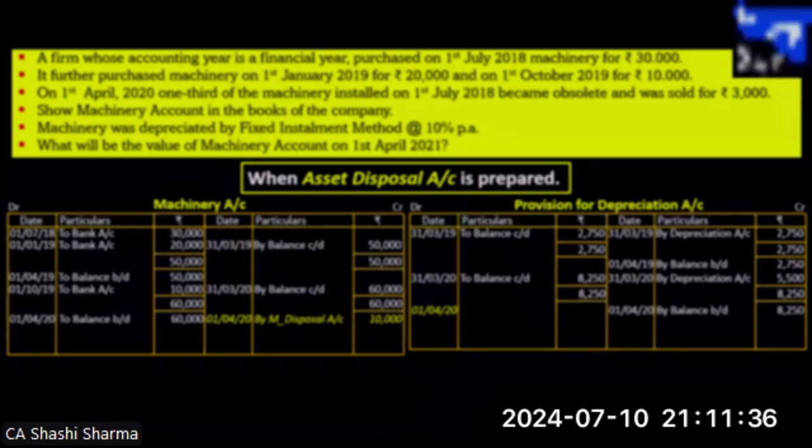Similarly, the depreciation relating to this machinery, which is getting sold, the total depreciation up to the date of sale will also be transferred from the provision for depreciation account to the special account known as machinery disposal. Actually, this method is the simplest one.